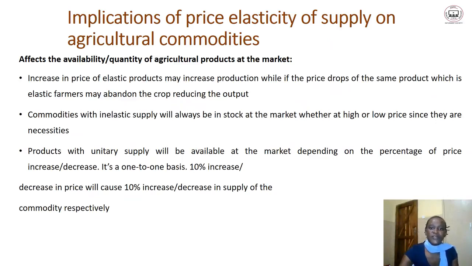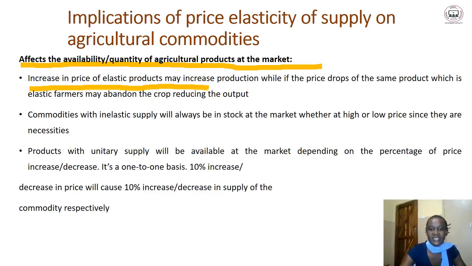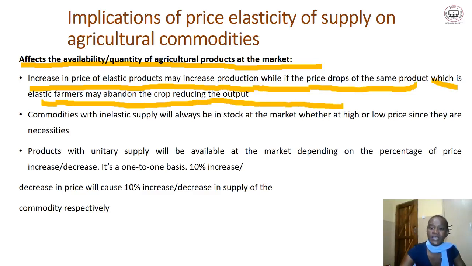What can be some of the implications of price elasticity of supply on agricultural commodities? The main implication is that it will affect the availability or quantity of agricultural products at the market. For example, increasing the price of elastic products may increase production, while if the price drops of the same product which is elastic, farmers may abandon the crop, reducing the output.